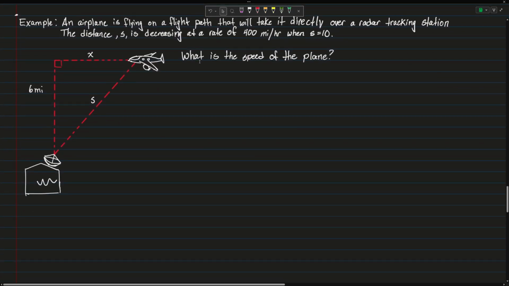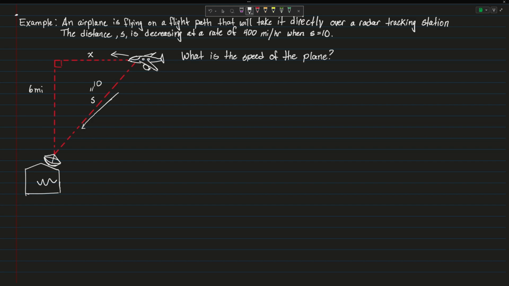Where this gets a little bit harder is when we're not explicitly given an equation that gives us everything. In this case, an airplane is flying on a flight path that will take it directly over a radar tracking station. So it is going this way. The distance s, this distance, is decreasing as that happens, and it's decreasing at a rate of 400 miles per hour when s is 10. So when that distance is 10.